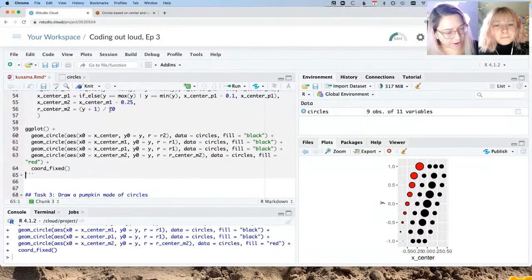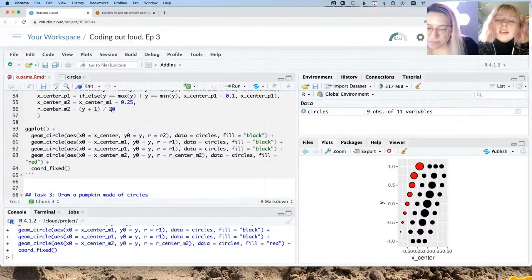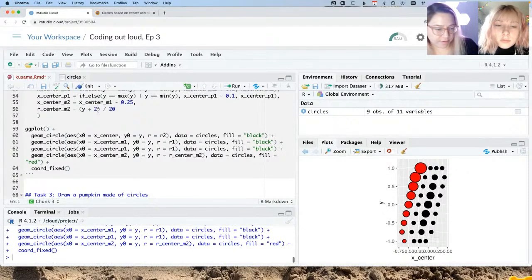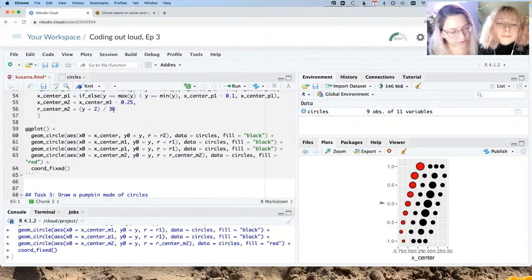Then maybe the bottom ones are too small. So maybe we could increase, so y plus 2. Can we try that? Okay, and then let's divide it by a slightly bigger number. I think that looks good. Yeah, I agree.